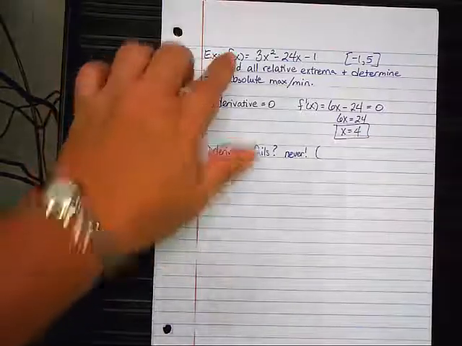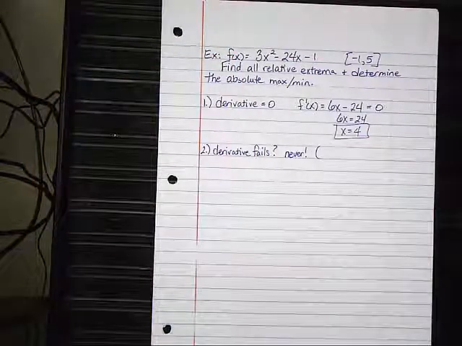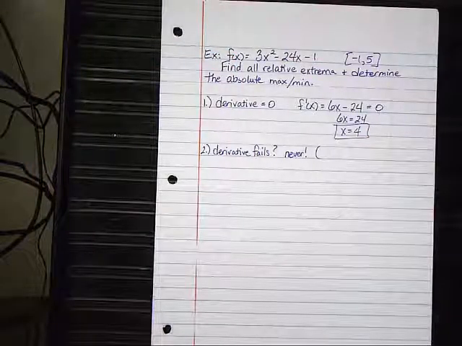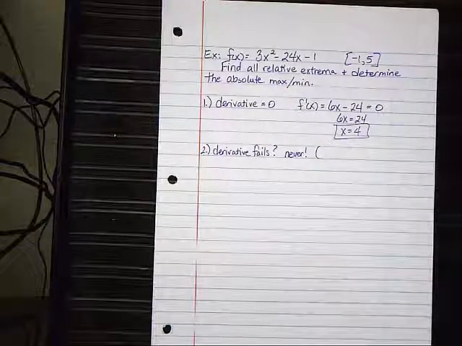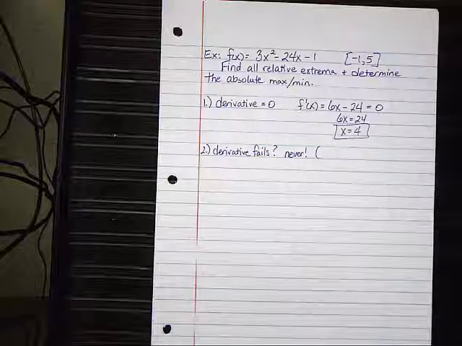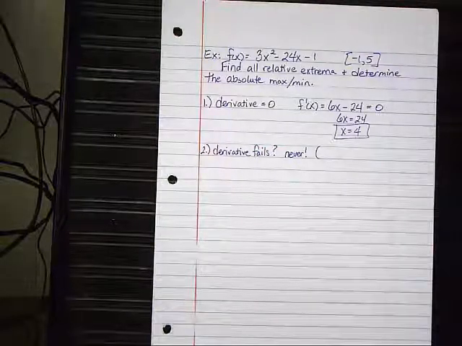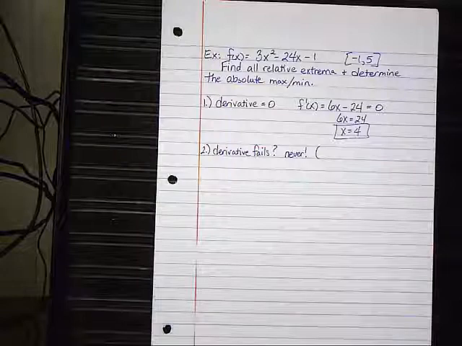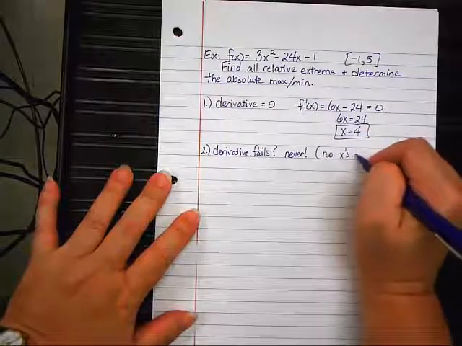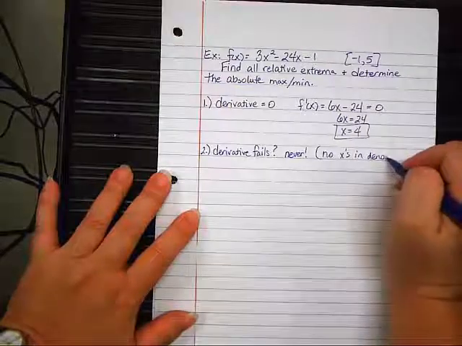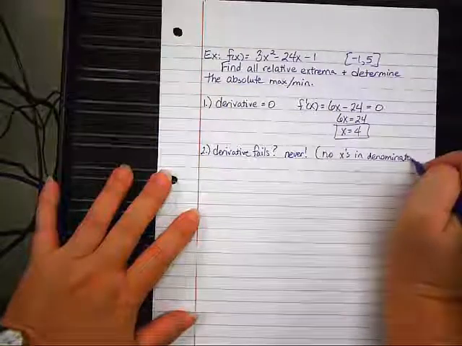Now, what if it's an equation that you don't know what it looks like? Here's how you can tell if the derivative is going to fail. The only time it will ever fail is if you have a denominator with an x in it. So if you ever have a denominator with an x in it, it's going to fail, or it might fail. So I'm going to write no x's in the denominator to remind you that when you see an x in the denominator, you got to check it.